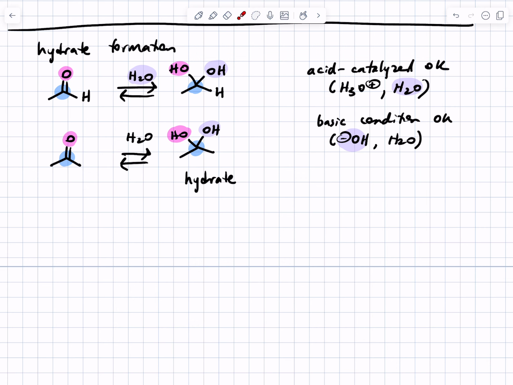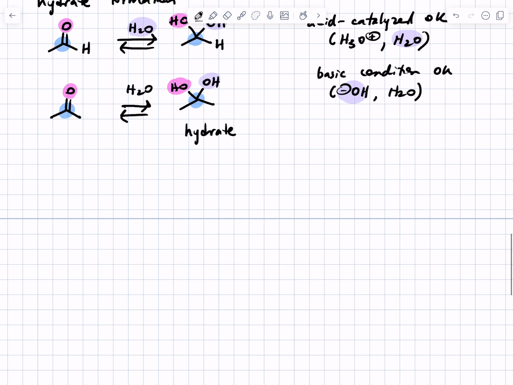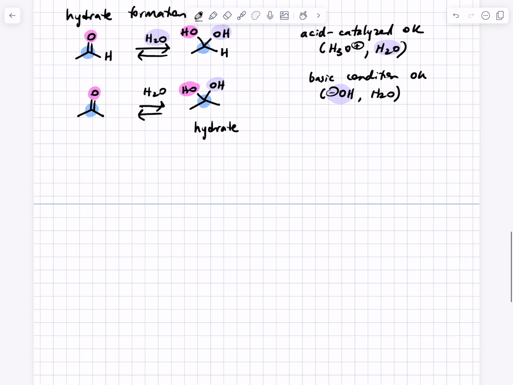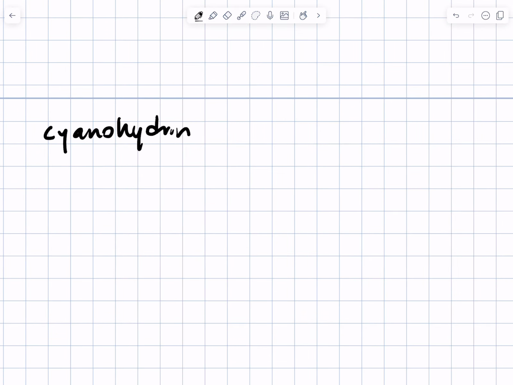Now, the last thing we need to do today, and then I'll tell you what we're delaying to next time, is something called cyanohydrin formation. This involves starting with an aldehyde or a ketone and using CN- as a nucleophile and then some acid.